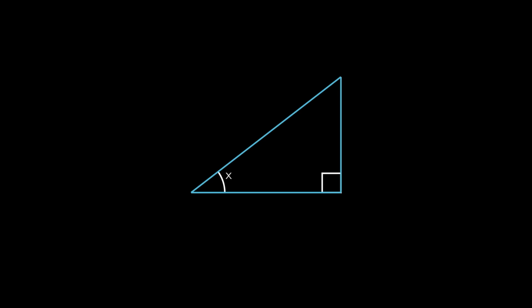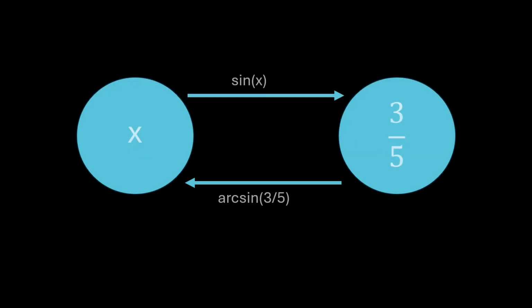In this example, we have an unknown angle and we know the opposite leg to the angle and the length of the hypotenuse. We can set up the following equation since the sine of angle x equals the opposite leg divided by the hypotenuse. So we get that sine of x equals 3 divided by 5. We can now use arcsine to find the unknown angle x.